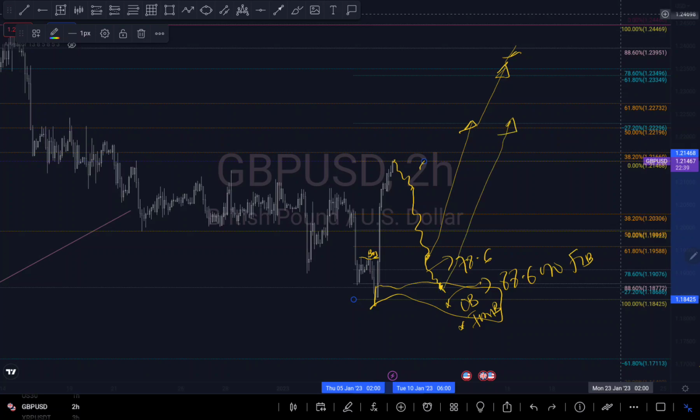Then we will go for the first target, the second target, and a possible target right here for us to now finally drop to this level right here, which is my overall target on the bearish move. So yeah, that's just my overall analysis on GU.